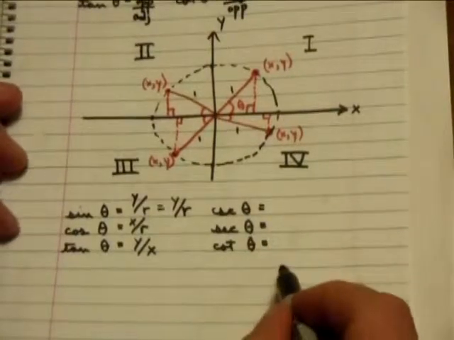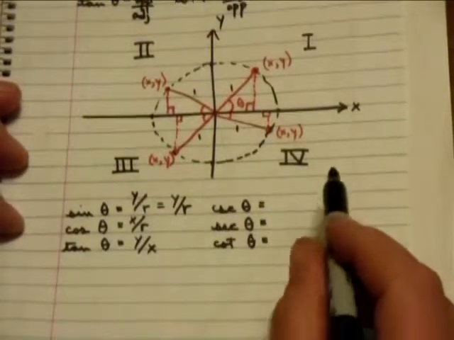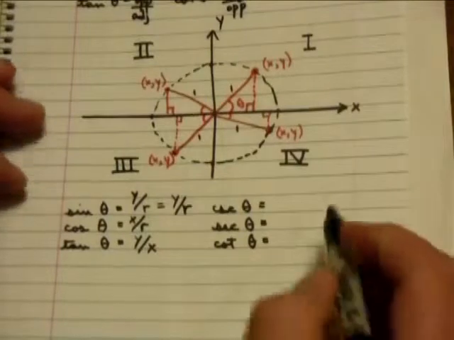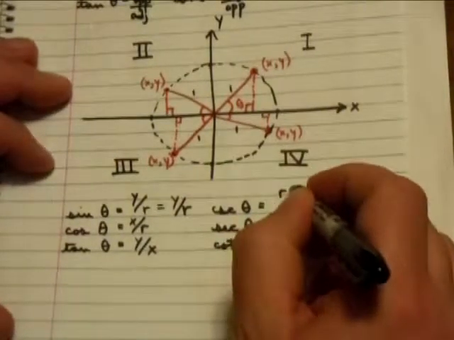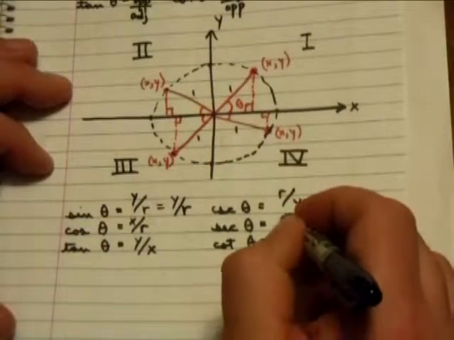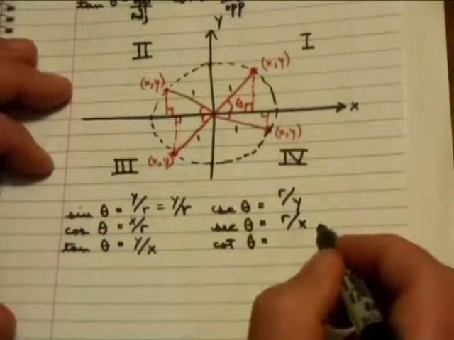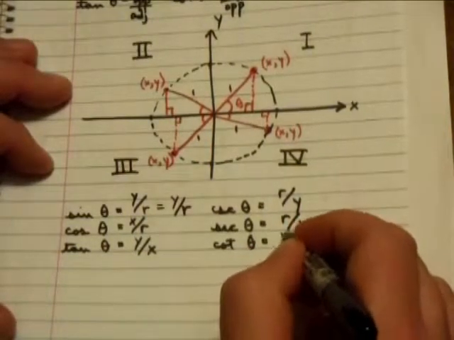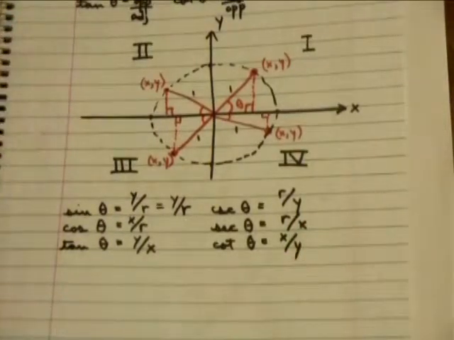And then your other 3 trig functions, just like before, are reciprocals of the original 3. So here you would have r over y for cosecant, r over x for secant, and x over y for cotangent.